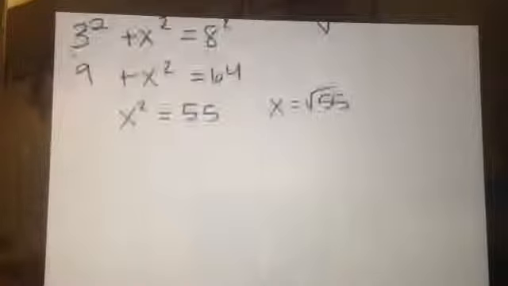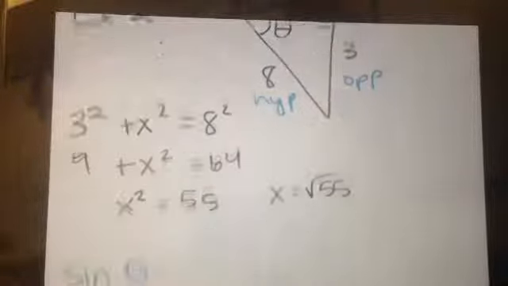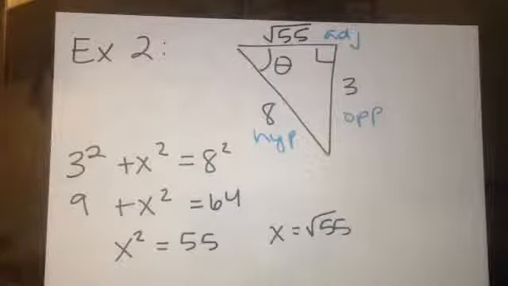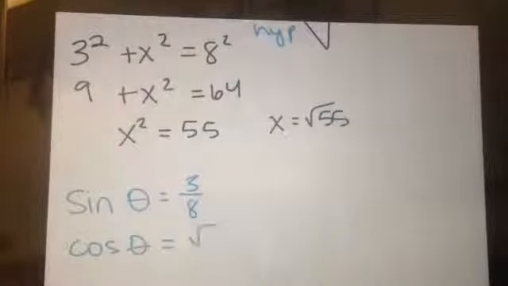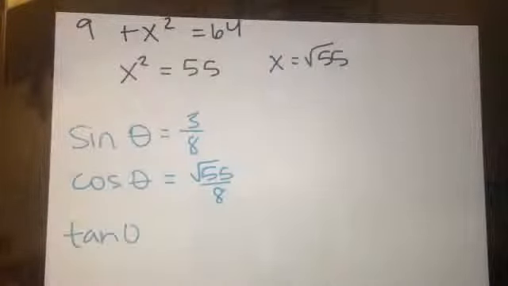All right, so I'm going to write out each of these. So sine theta, and we'll go ahead and hypotenuse, opposite, adjacent. So opposite over hypotenuse, 3 over 8. Cos theta is adjacent over hypotenuse, so adjacent is root 55 over 8. And then last, opposite over adjacent, 3 over square root 55.